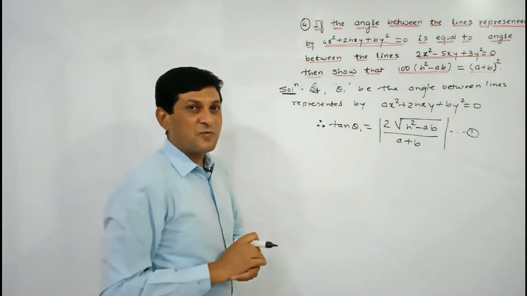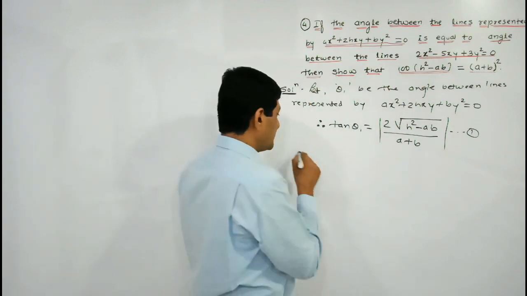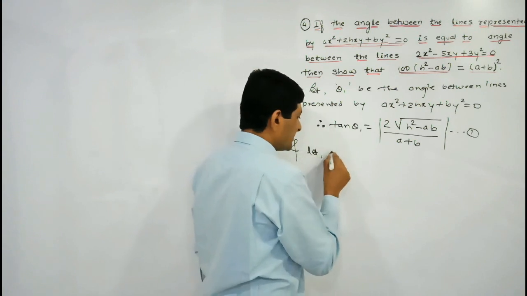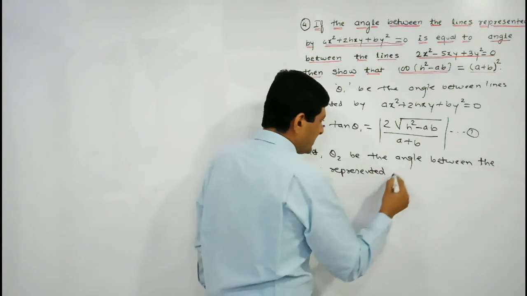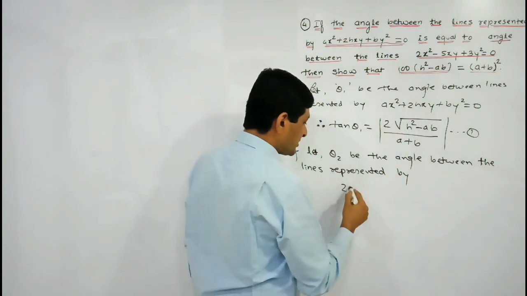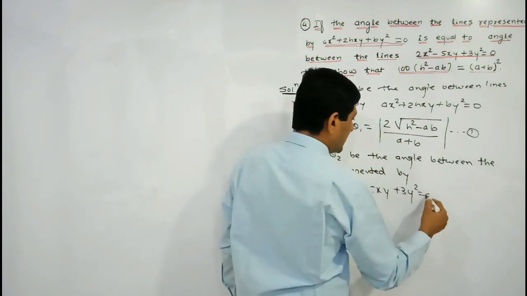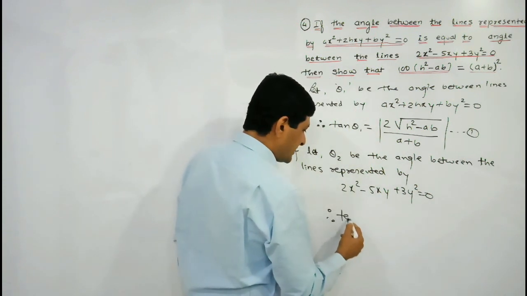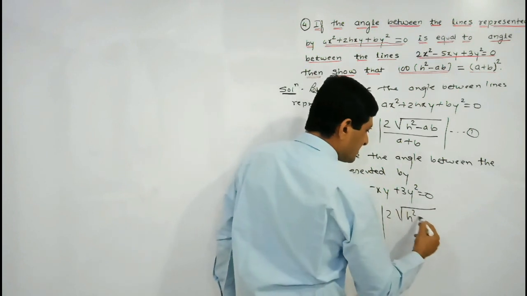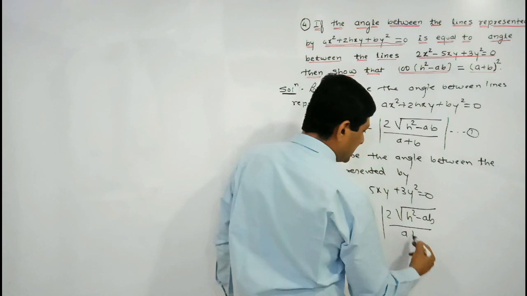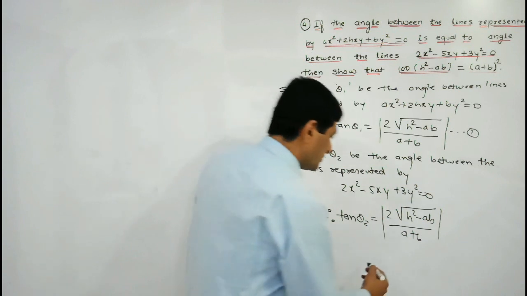Now we are trying to find the value of tan theta 2, where theta 2 is the angle between the lines represented by this second equation. So let theta 2 be the angle between the lines represented by 2x square minus 5xy plus 3y square is equal to 0. Therefore tan theta 2 is equal to mod of, what is the formula? 2 under root h square minus ab upon a plus b. But in this case the values of a, h and b are available, so let us substitute these values here.